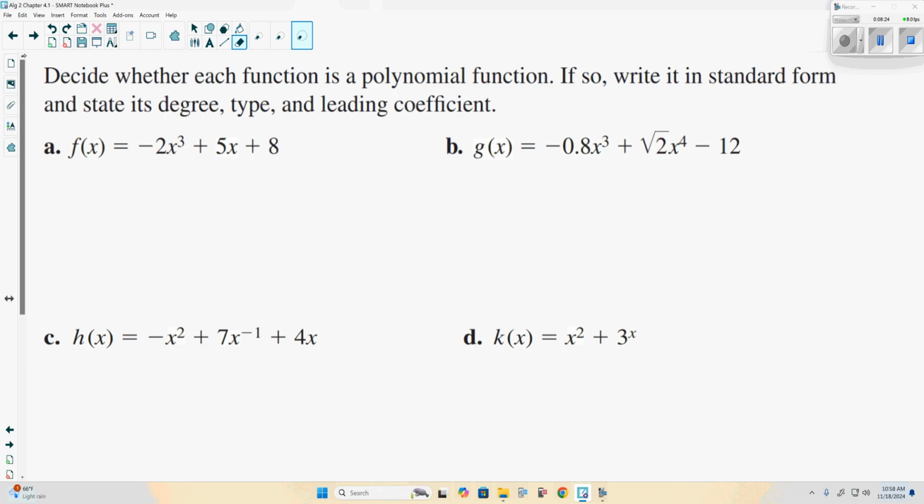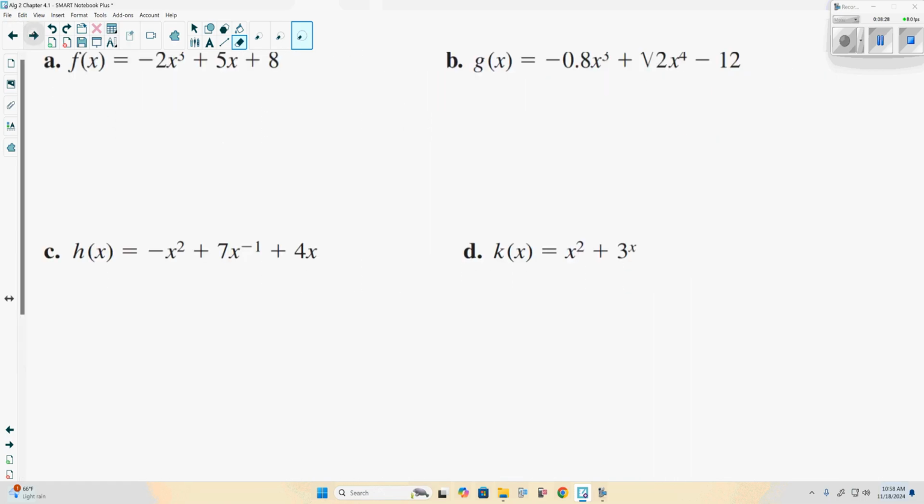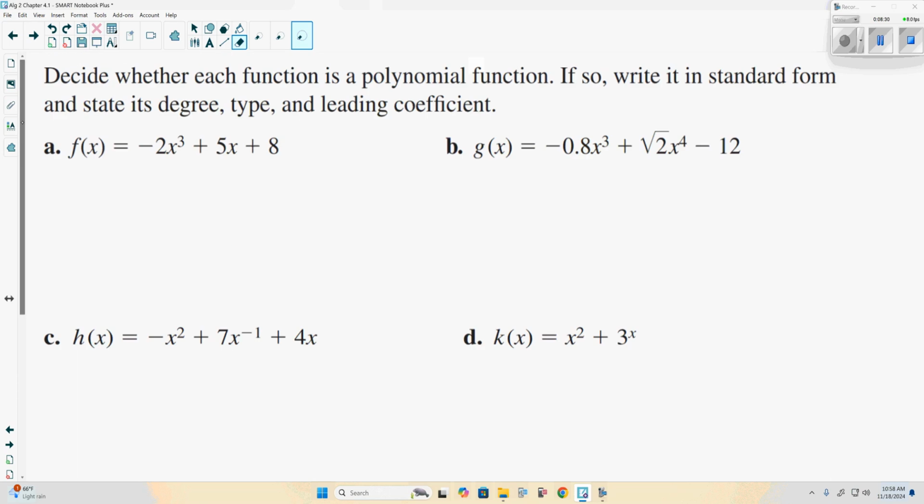So we want to go through all those. Here, is our exponent negative? Well, no, we don't have a negative exponent attached to the variable or any of the exponents fractional. Is there a variable inside of a radical? Do we have two different variables being multiplied together? Is there a variable in the bottom of a fraction? No. And I think we can go through the whole list. None of those. So is this a polynomial function? Yes.